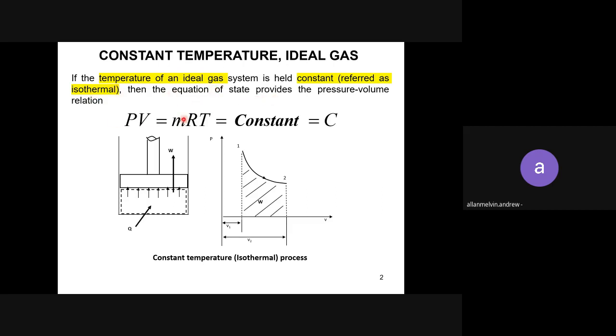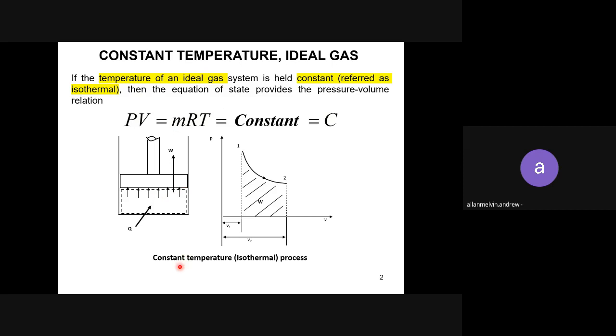Then we will use the equation of state, PV equals mRT, which we always use to calculate ideal gas. Here m is constant, since mass is always constant in a closed system. Then R is constant and T is also constant, so PV becomes constant. All of these are constant, so we call it C.